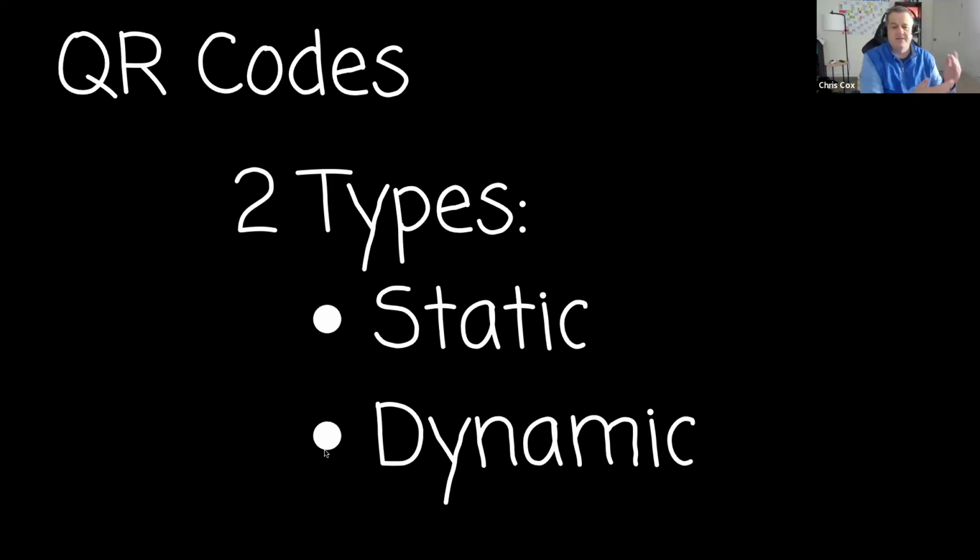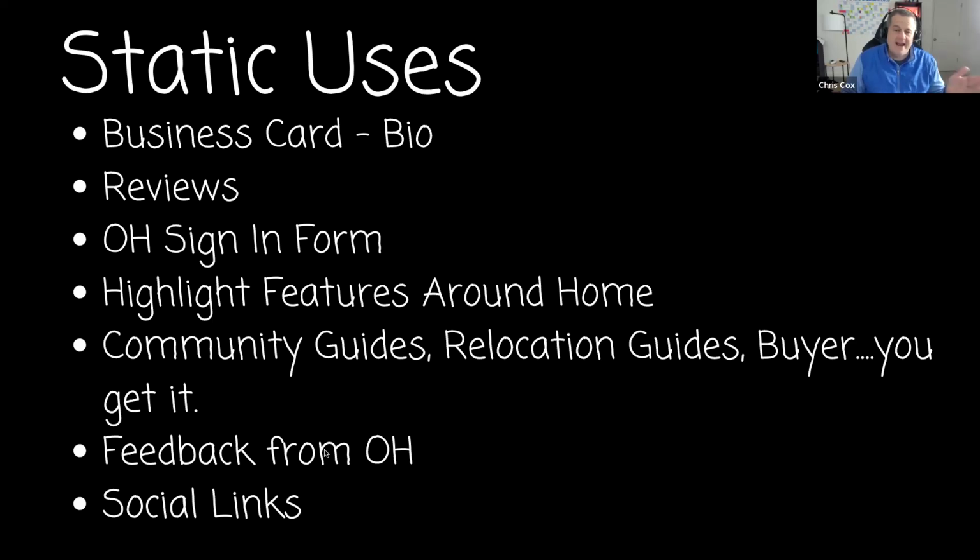A static QR code is one that you can't change. Whatever code is on there, you can't change where it links to behind it. Dynamic is one where you can change where that link goes without having to change the QR code itself. So a dynamic one would be a great one for a sign rider, if you want more information on that house, and then you can reuse that same sign rider and just put different information behind it on your next listing. So we're going to first talk about some static QR codes.